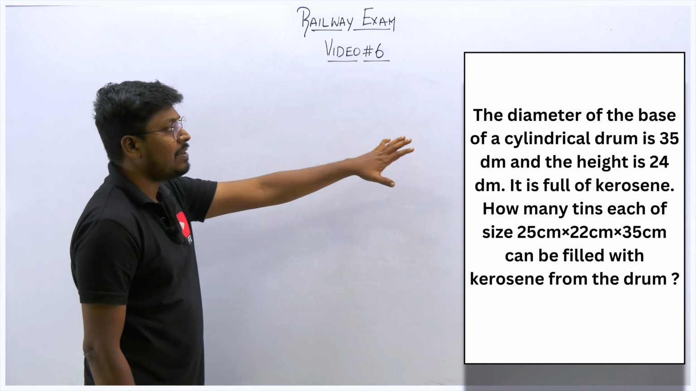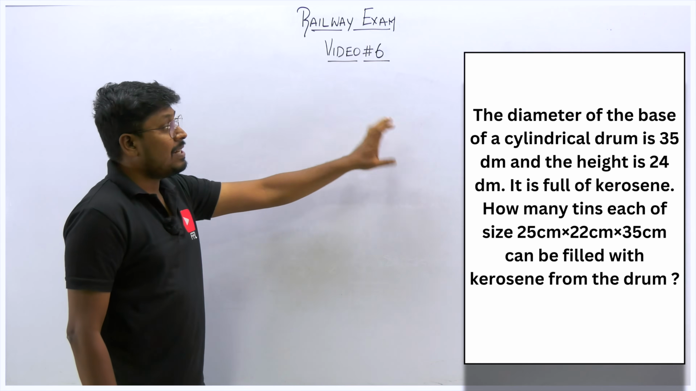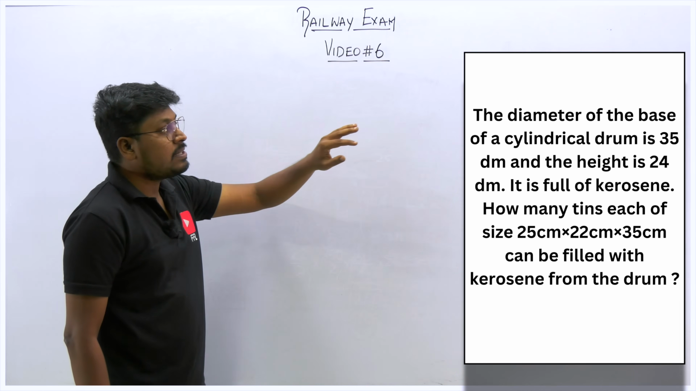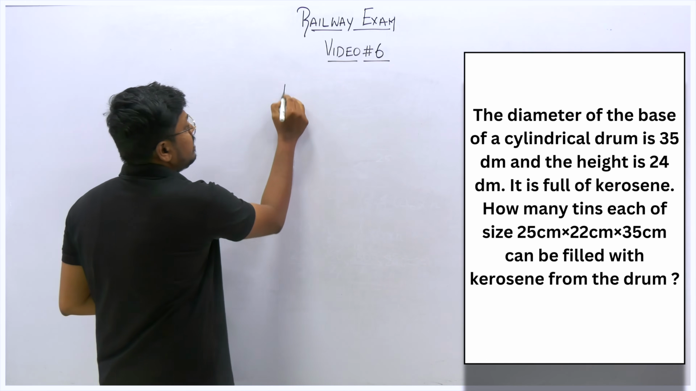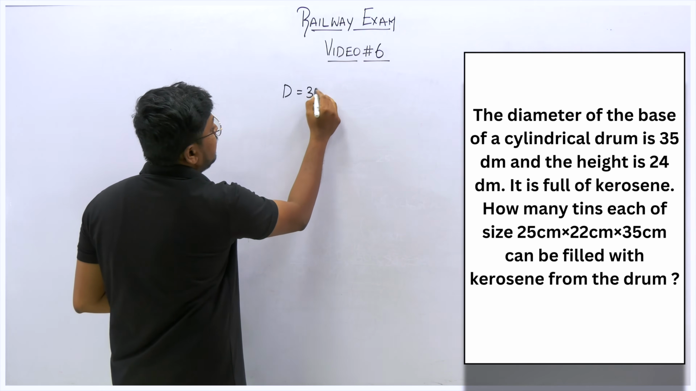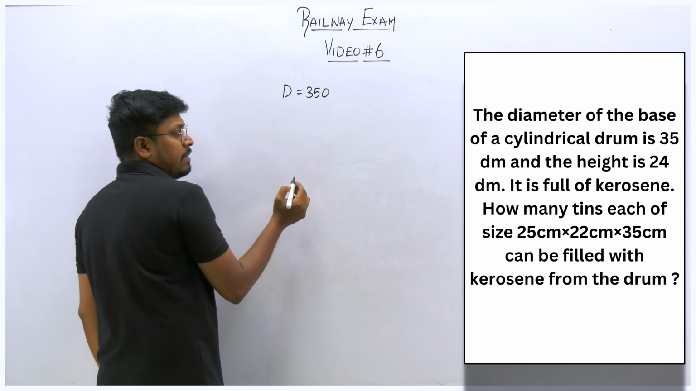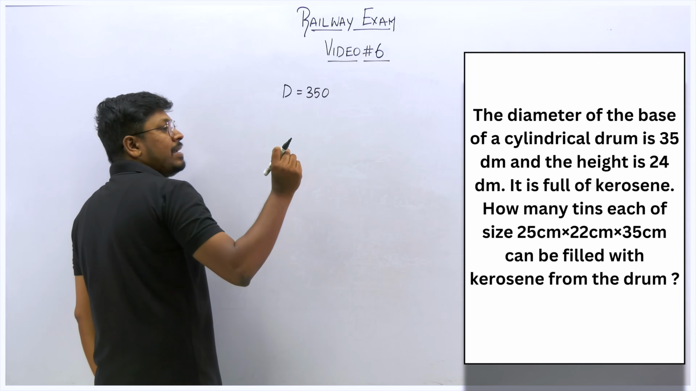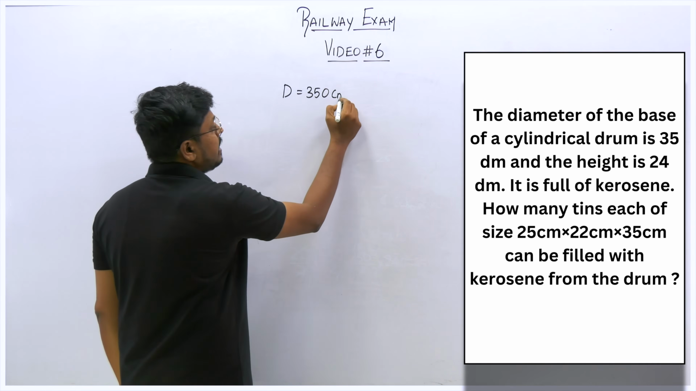What are all the values they have given? They have told us it's a cylindrical drum, the diameter is 35 dm, and the height is 24 dm. So they have given a diameter. The diameter is 35 dm. So we can convert it into centimeter. That will be 350 centimeter, because 1 dm is 10 centimeter. So multiplying by 10, the resultant will be 350 centimeter is the diameter.